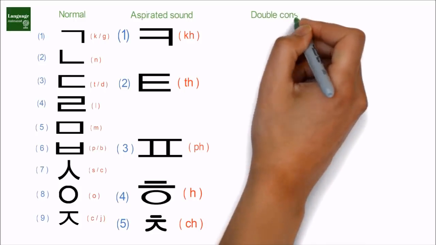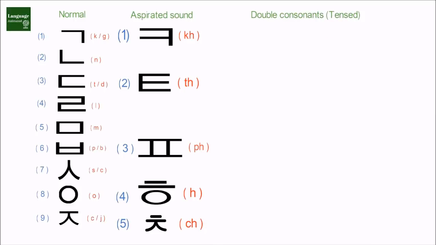And next we have doubled consonants, which are tensed sounds. It will block your tongue when you are pronouncing them. Don't worry, at the end I will summarize all the alphabets so that you can understand the difference between them, okay? So we have 5 tense sounds.